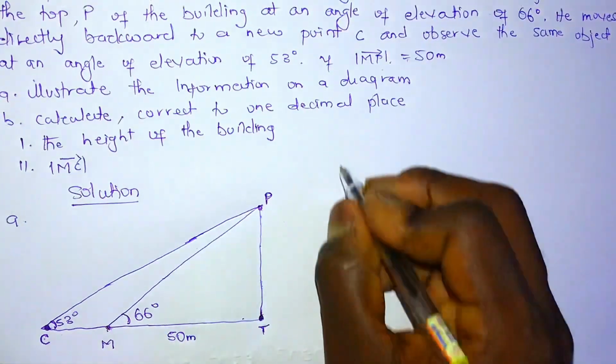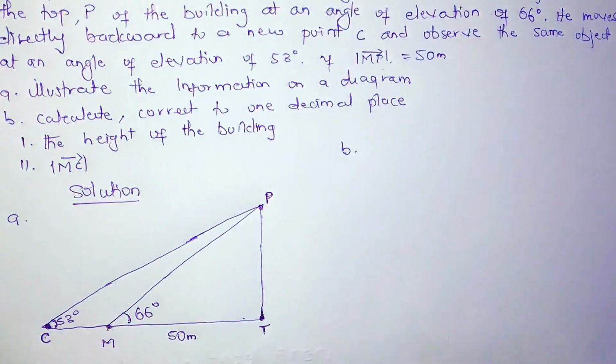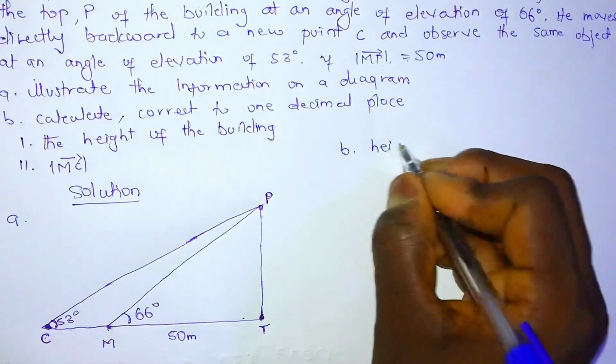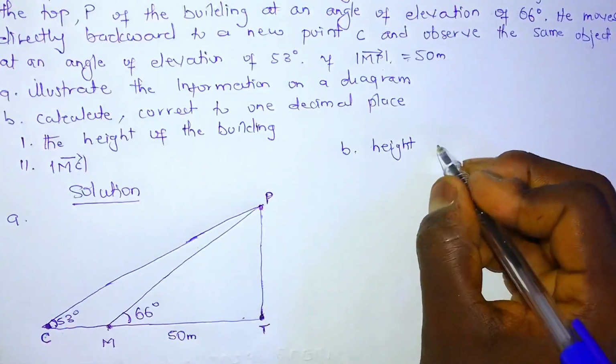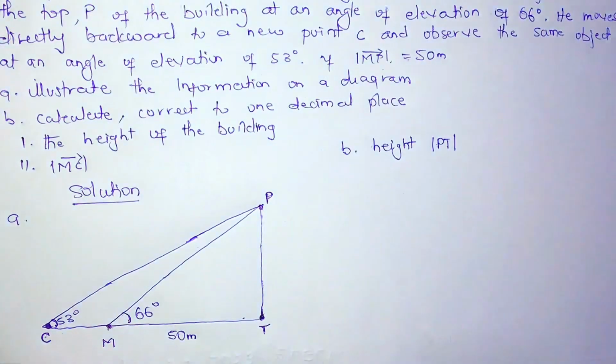Let's move on. B I. We are asked to calculate, correct to one decimal place, the height of the building. So this is the height of the building, which is PT. PT is the height of the building.